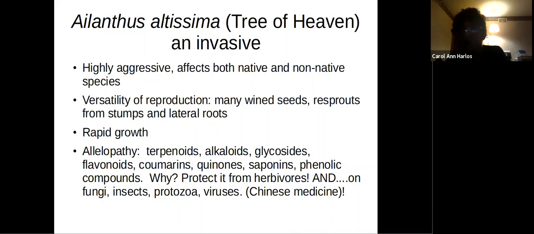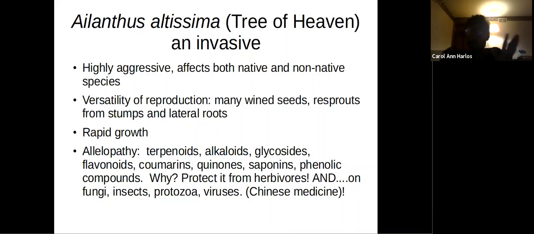look at the chemicals that are produced in it. Terpenoids, alkaloids, glycosides, flavonoids, coumarins. You've heard of that word before. Okay, quinones, saponins, phenolic compounds. Why does it do it? To protect itself from herbivores. How do we know this? Because they've actually tried to feed it to them and they don't like it. But it also protects it from fungi, insects, protozoa, and viruses. It is used in Chinese medicine for this very reason.